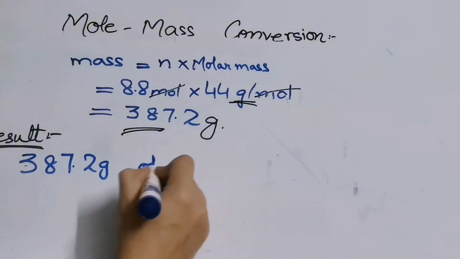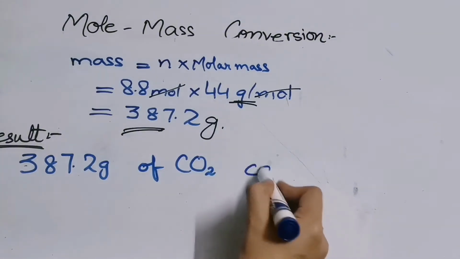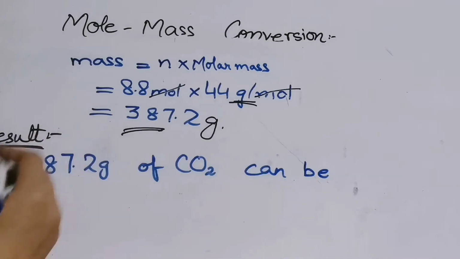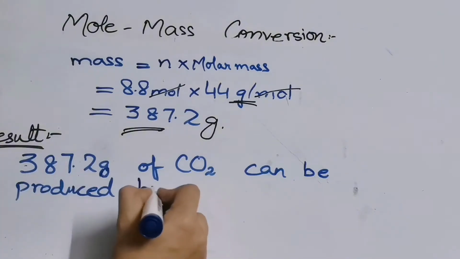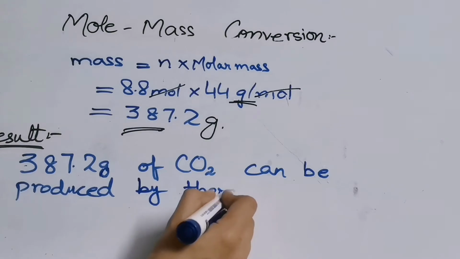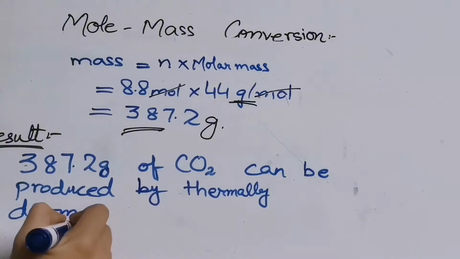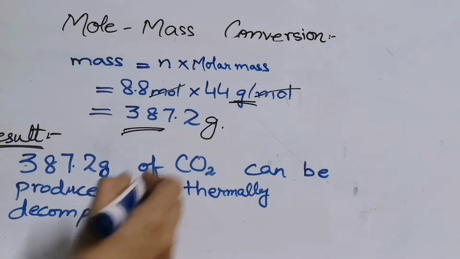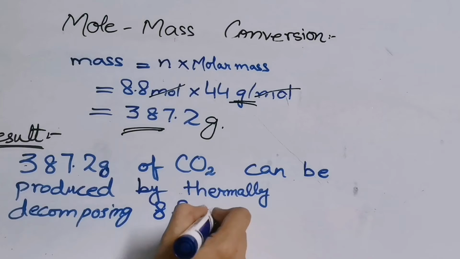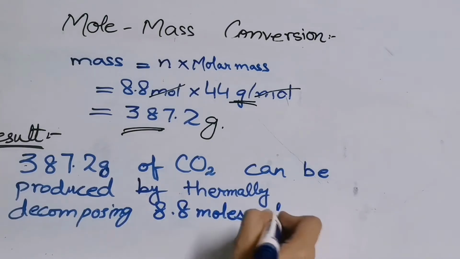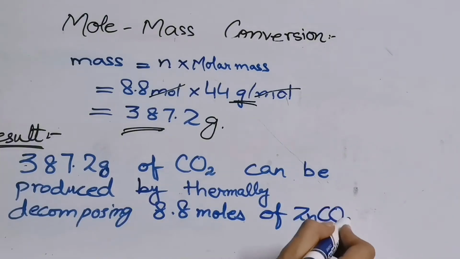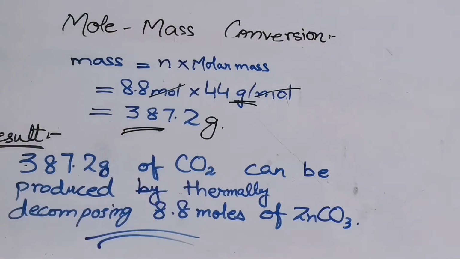The statement that we can write in our result is: 387.2 gram of carbon dioxide can be produced by thermally decomposing 8.8 moles of zinc carbonate. So this is how we did the mole to mass conversion. I hope you all understood.